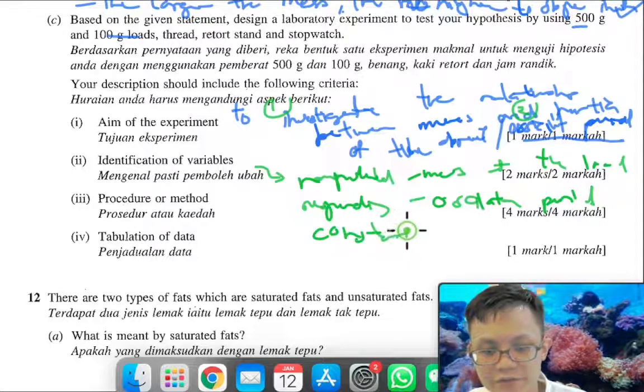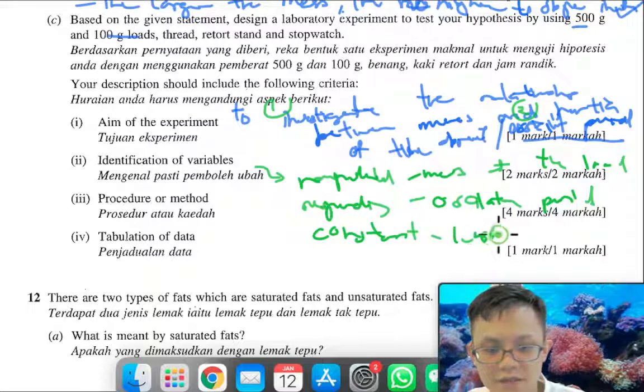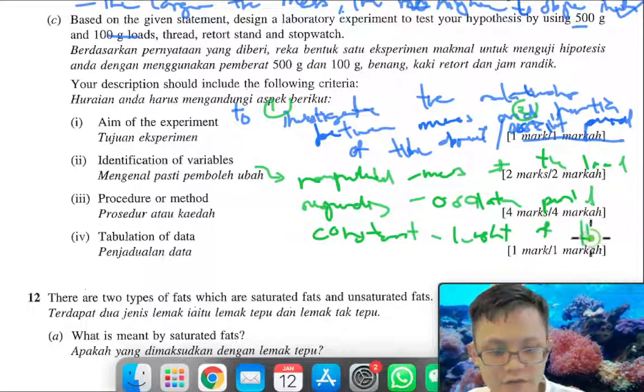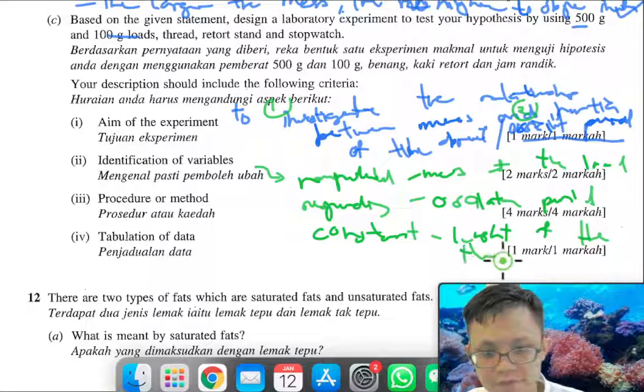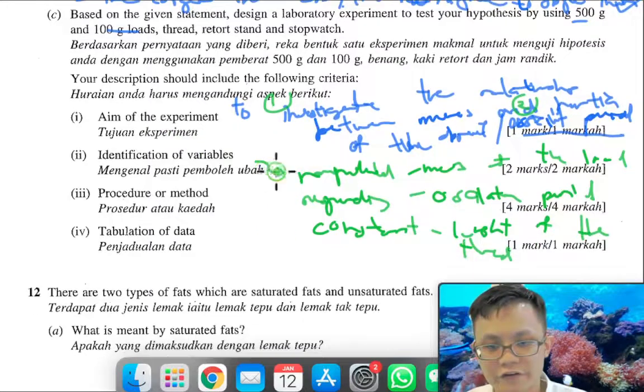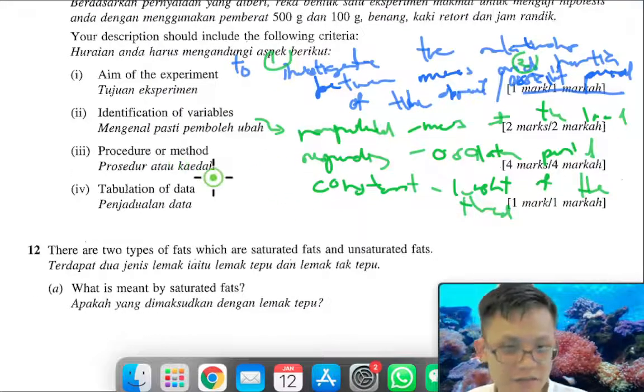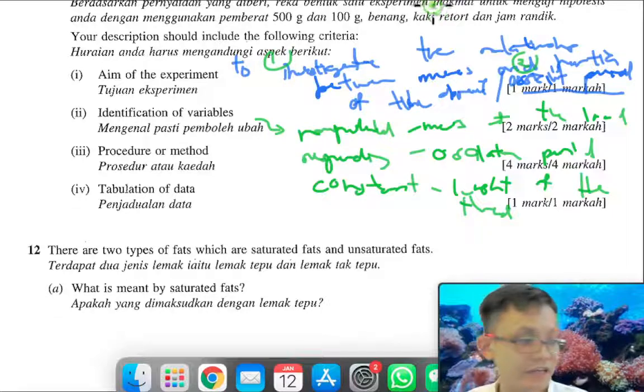Constant variable: length of the track. Okay, it's very good. Procedure. So what is the procedure? Can you roughly tell me the procedure?